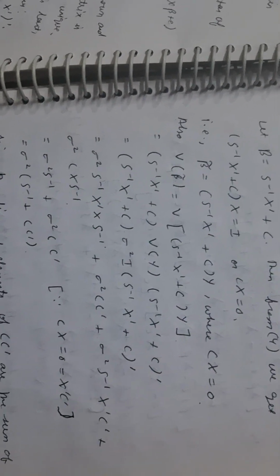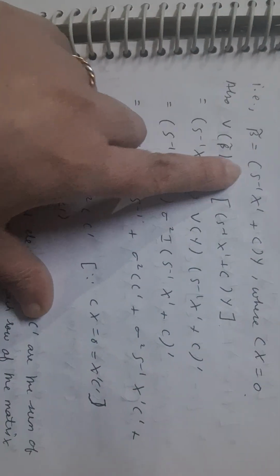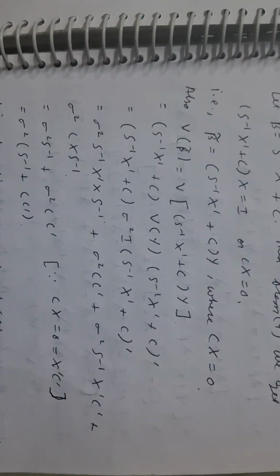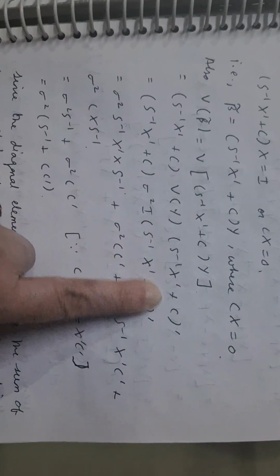Now if B is equal to S inverse X transpose plus C, then from this equation 4, on substituting the values, we get CX is equal to 0. That is, β curl is equal to S inverse X transpose plus C times Y, where CX is equal to 0. Also, the variance of β curl will be the variance of this entire term. On opening this bracket again, we get this term plus the variance of Y into S inverse X transpose plus C whole transpose.